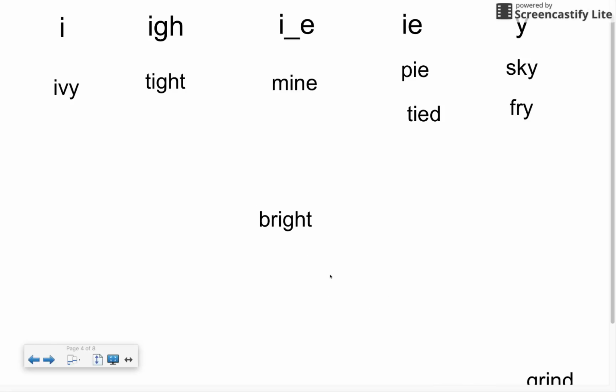Here's another word, bright. Oh, we hear that ite sound again. Ite. Okay. Ite is IGH. So bright is going to go in the IGH. Okay, and our last one for this practice, we have grind. Grind. Oh, it's in the middle. I didn't hear the ite sound. Okay. And I don't see an E. So grind, that's just an I. Okay. Thank you for helping me sort those.